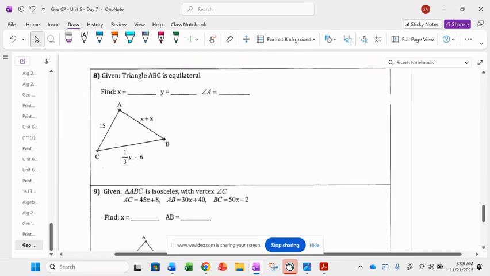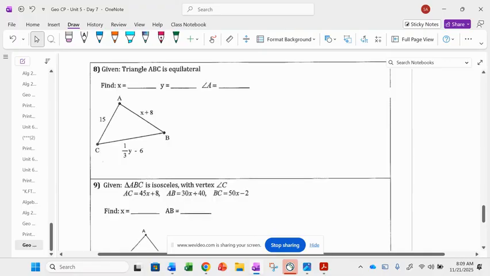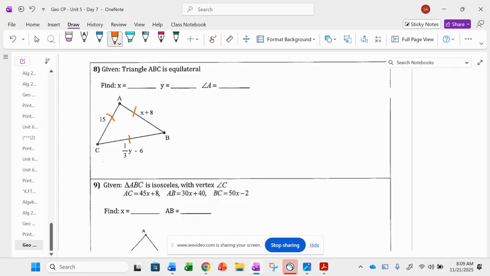All right, let's go on to number 8. So it's telling us the triangle is equilateral. So doesn't that mean all these sides are congruent? Sebastian? If all the sides are congruent, so it's equilateral, it's also what? Equiangular, which means every angle is how many degrees? 60. So I'm going to write that in.